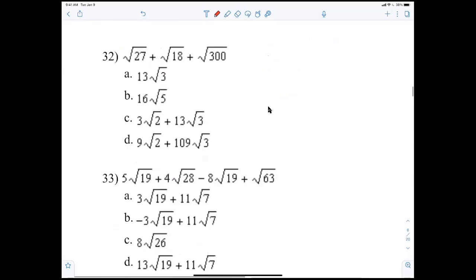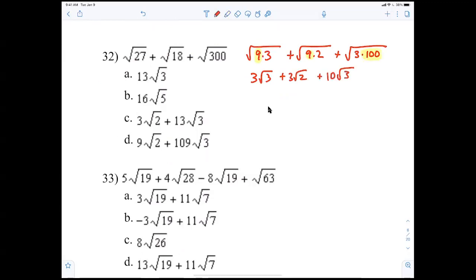Same thing now on 32. Square root of 27 breaks down to 9 times 3. 18 breaks down to 9 times 2. 300 breaks down to 3 times 100. Then from there, square root of 9, 3. Square root of 9 again, plus 3 radical 2. And then finally, square root of 100, which is 10, plus 10 radical 3.